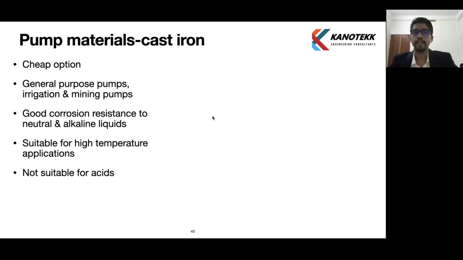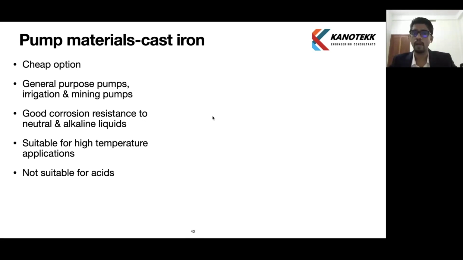For example, cast iron, which is a cheap option, like cost is very inexpensive, and it is used for general purpose pumps, irrigation, mining pumps, etc. Good corrosion resistance to neutral and alkaline liquids. Suitable for high temperature applications. It is not suitable for acids. We will see where cast irons are selected. Like for seawater application, we can use a cast iron body pumps for cheaper application.